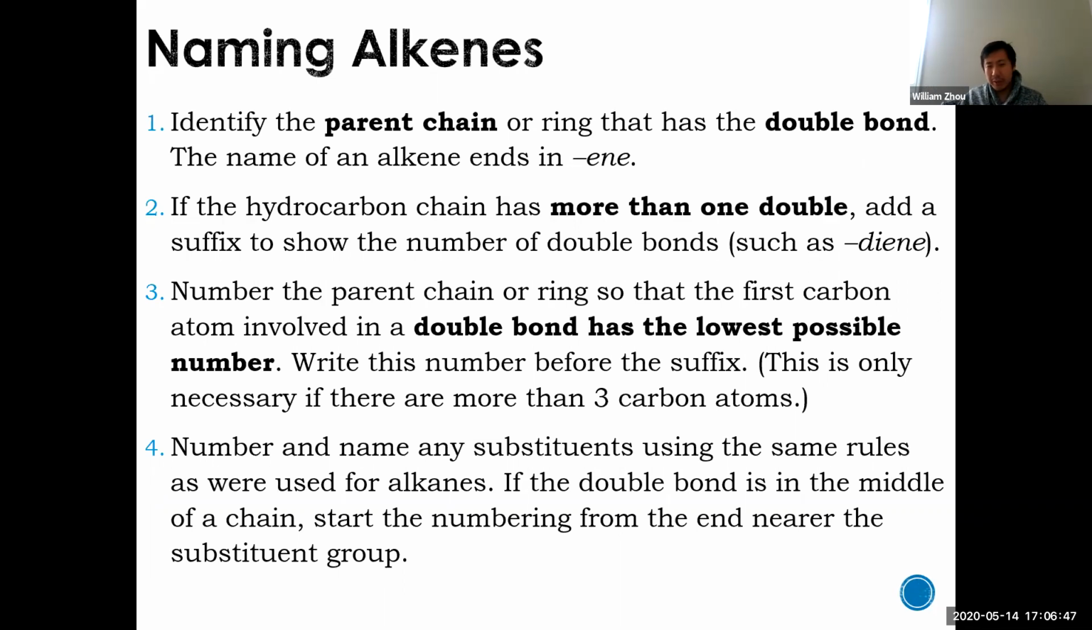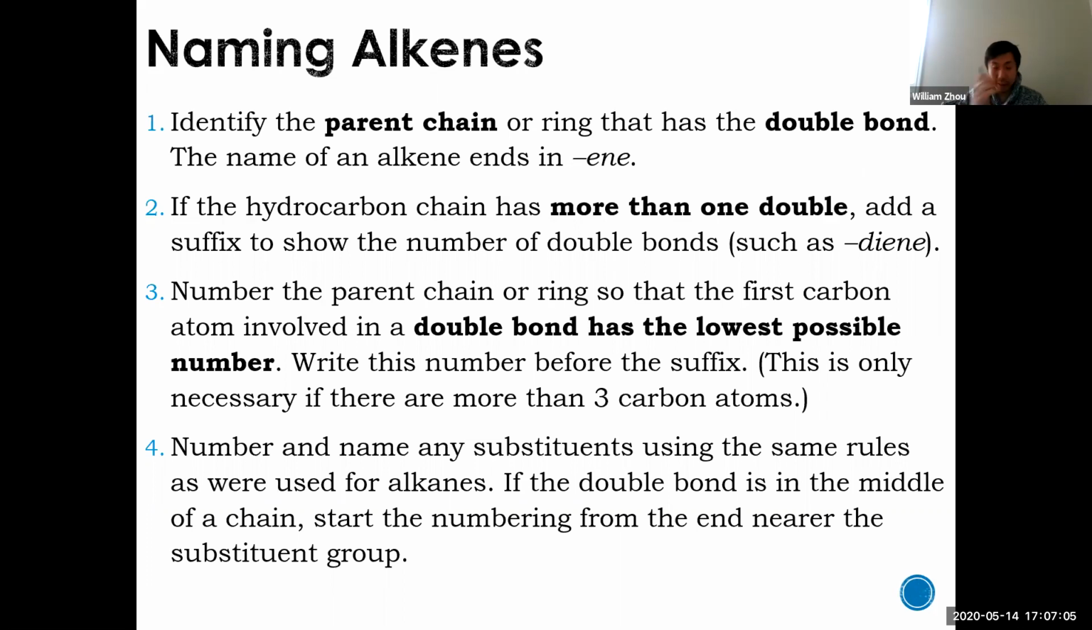And you need to tell me where is that double bond. So you write the number before the suffix, and I'll show you what I mean. Lastly, you name any substituent branches. The same rule for alkanes. This is quite intuitive. That's not different, all right?